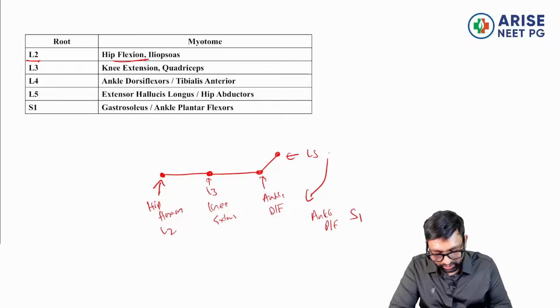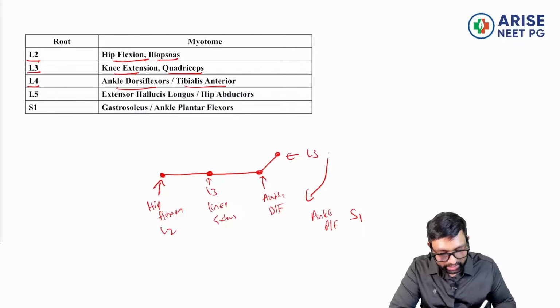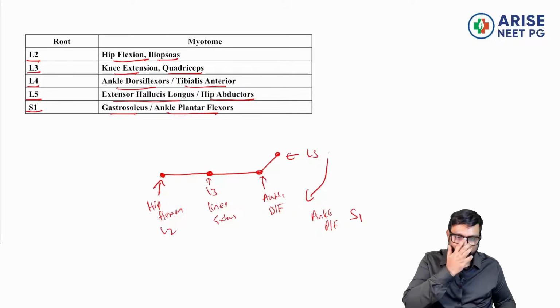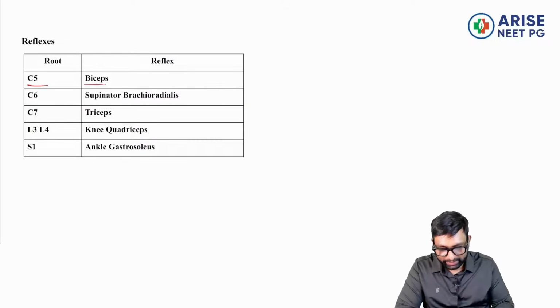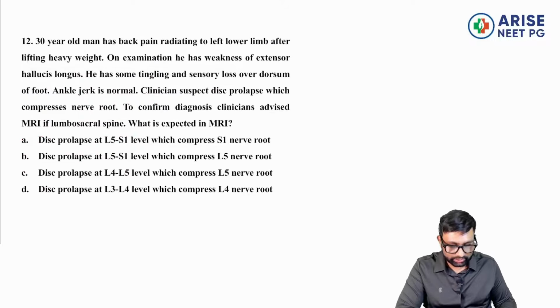L2 is hip flexion, that is done by iliopsoas. L3 is knee extension, done by quadriceps. L4 is ankle dorsiflexion, tibialis anterior. L5 is EHL or hip abductor. S1 is gastrosoleus, ankle plantar flexors. Okay, so this is how you'll remember them. And then reflexes, C5 is biceps, C6 is supinator, C7 is triceps, L3, L4 is quadriceps, S1 is ankle gastrosoleus.